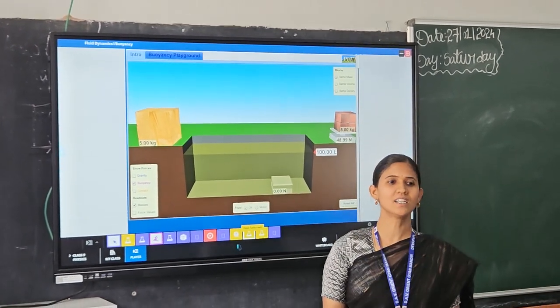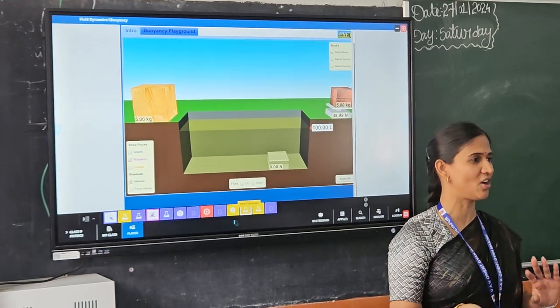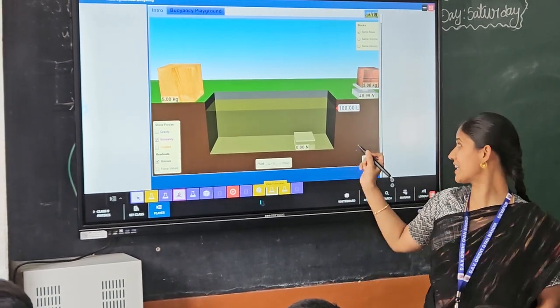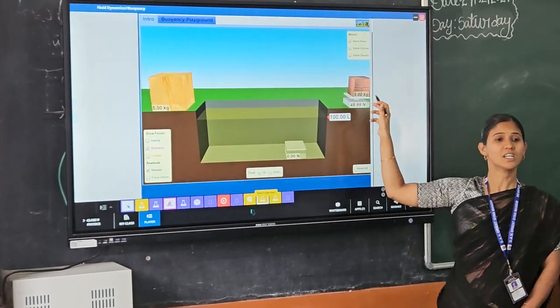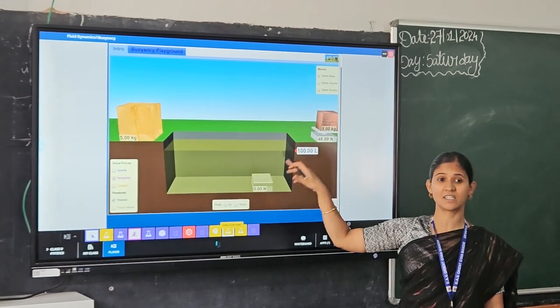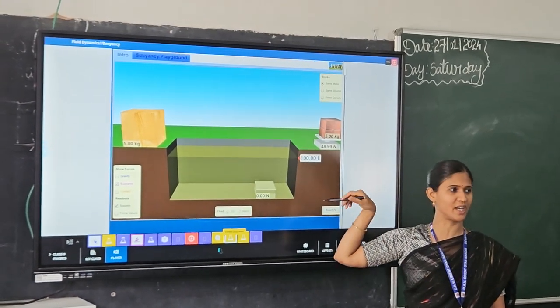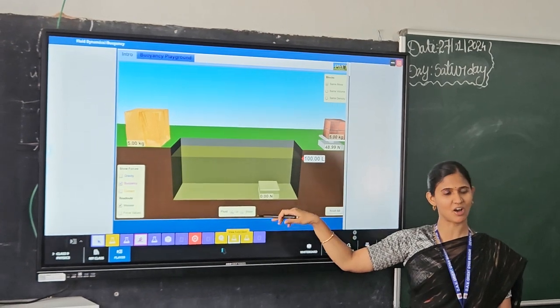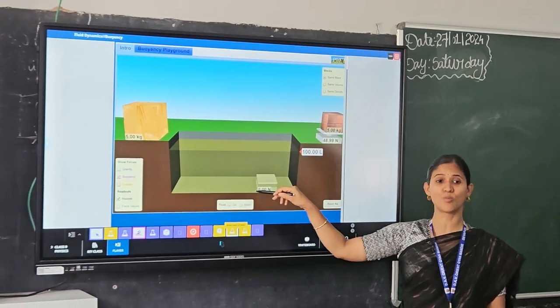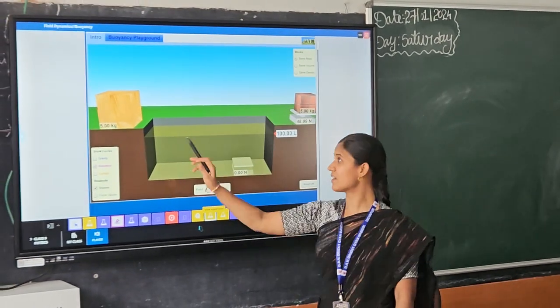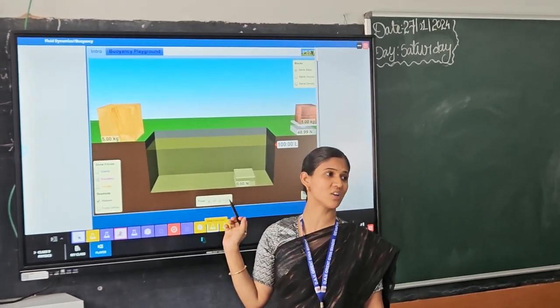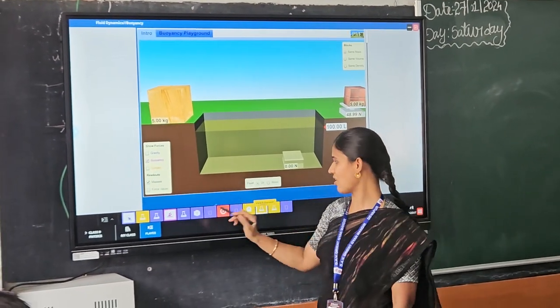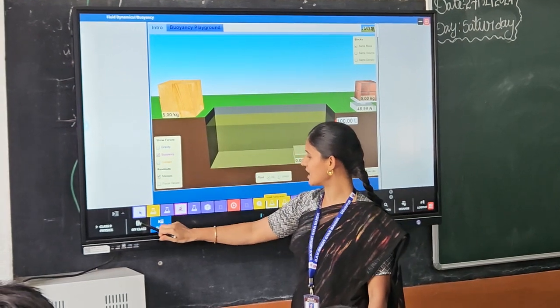Okay, understood, children? Whether you take oil or water, if the brick is sinking in oil, what does it mean? The brick density is more than oil. If the wood is floating in oil, then the density of wood is less than oil. Okay. So understood, children?